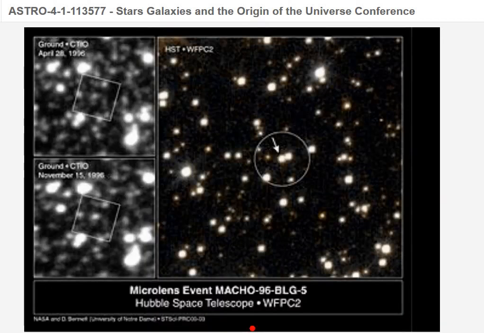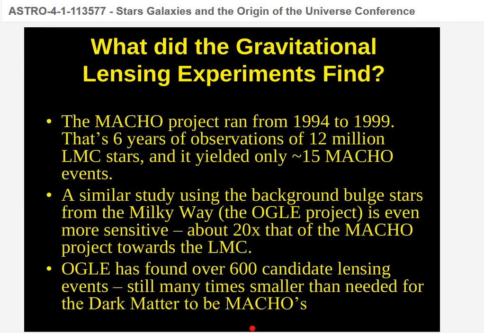So the Macho collaboration really did their homework and they figured it all out. And they were very successful in carrying out the mission. Here's another Macho. And they did see some Machos. What did they find? The project ran from 1994 to 1999. 6 years of data, 12 million LMC stars. How many Machos? 15, roughly. 15. But Rick, you said they were supposed to see hundreds and hundreds. Yeah. So what does that tell you? It tells you the dark matter is not Machos.